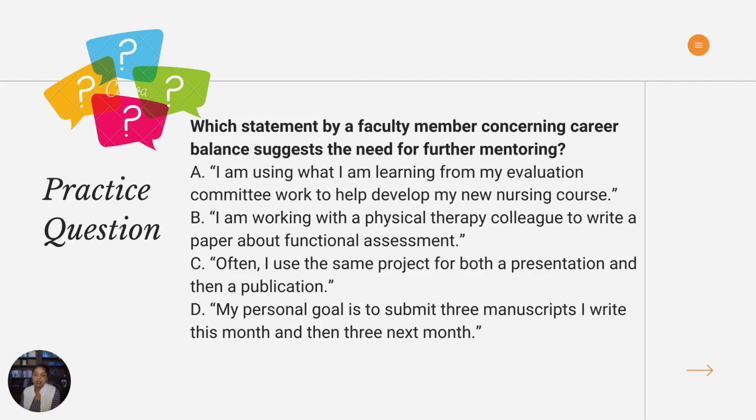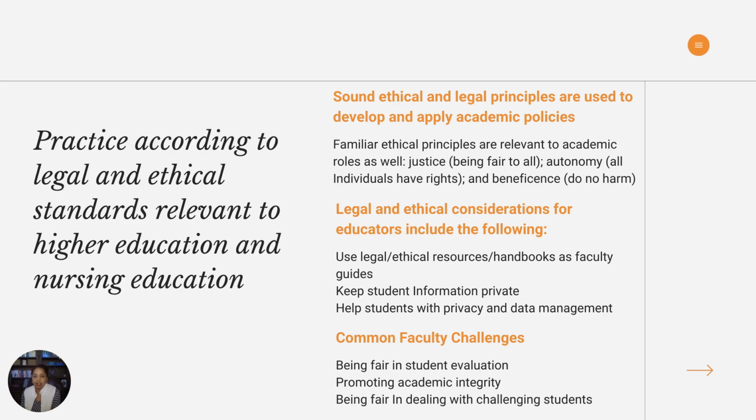Practice question. If you'll go ahead and pause to answer the question. The correct answer is D. Commitment to building a career to one's personal life and responsibilities typically need to be balanced. So it's all about balance.